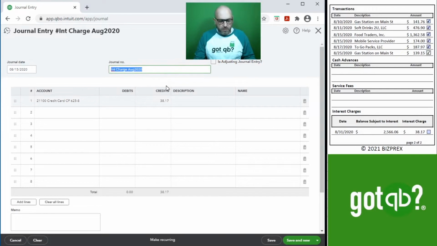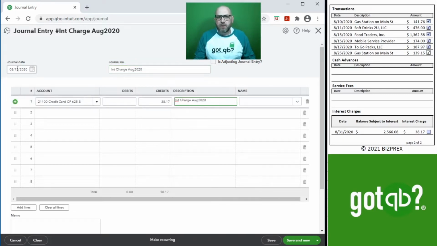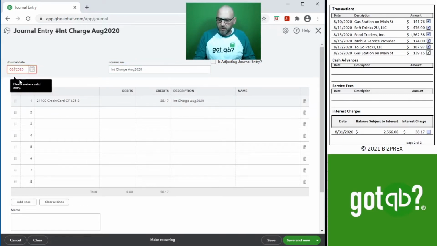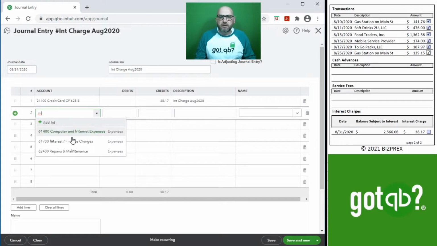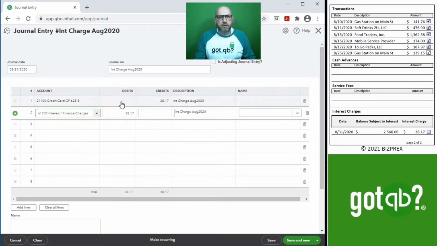So here it is. And the date we use typically would be the end of the month, but in this case, it is okay. And we have interest and finance charges right here. Expenses going up, it is being debited, right? So here it is. We debit 61,700. We credit 21,100. Remember, we used to do it at the beginning.